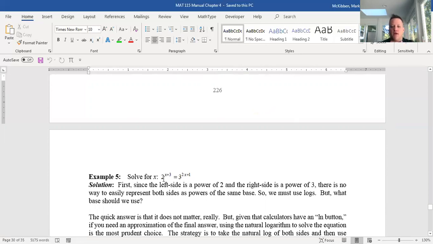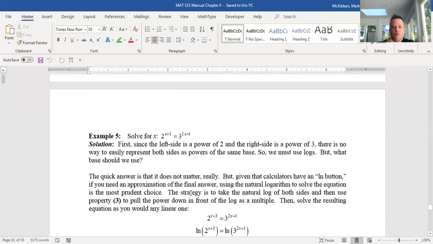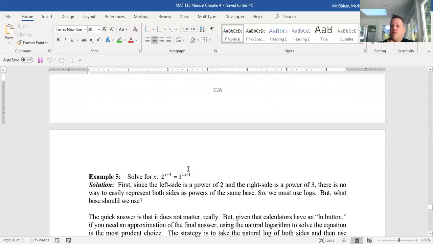And so what I'm going to do here, let's just suppose I want to get rid of both of them, but I want to be able to estimate the solution on my calculator at the end.